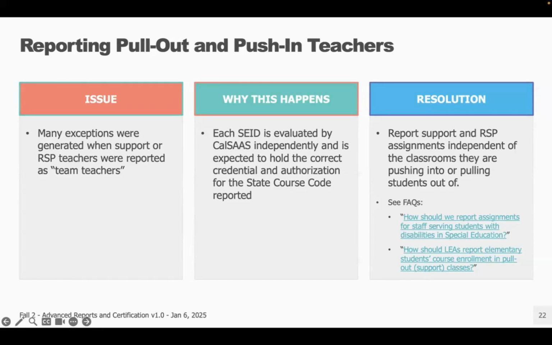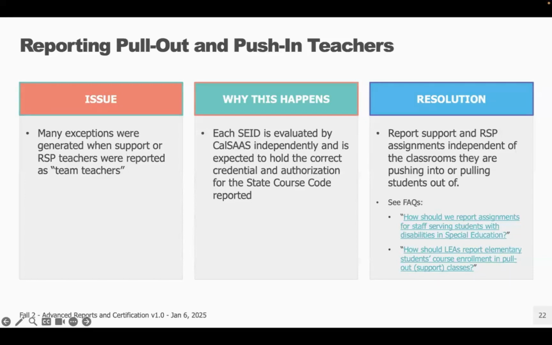If the teacher is providing support instruction, which is supplementary to their primary instruction, in any subject to students with disabilities in a pull-out or push-in setting, the teacher should be reported with a state course code of 9231, which is Special Education Support Resource Specialist Program. In addition, the instructional strategy code in the course section file should be populated with the code 700, which is Special Education.